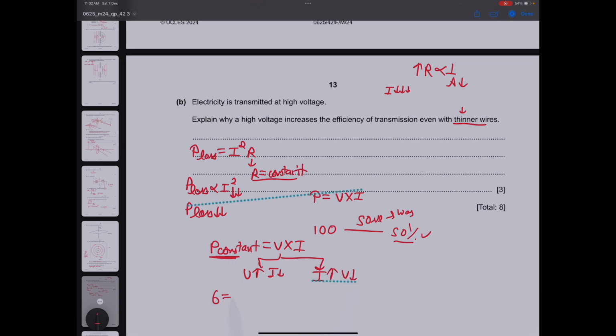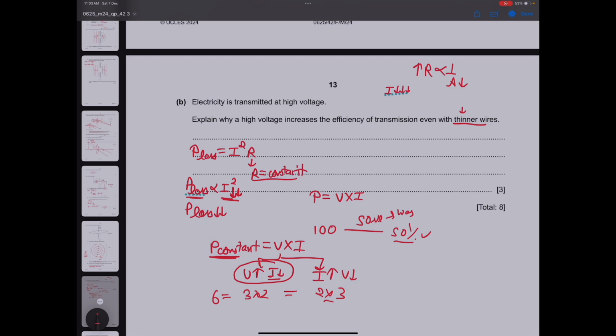right? Imagine this is 6. So 2 times 3 is also 6. Let me put 3 here. 3 times 2 is also 6, and 2 times 3 is also 6, right? It just depends which method you are preferring. Currently, we use this high voltage and low current because, as we discussed here in the formula, if lower current is used, then power loss will be less.